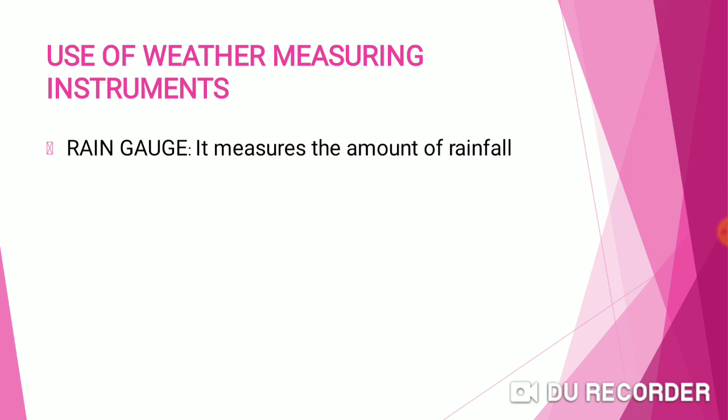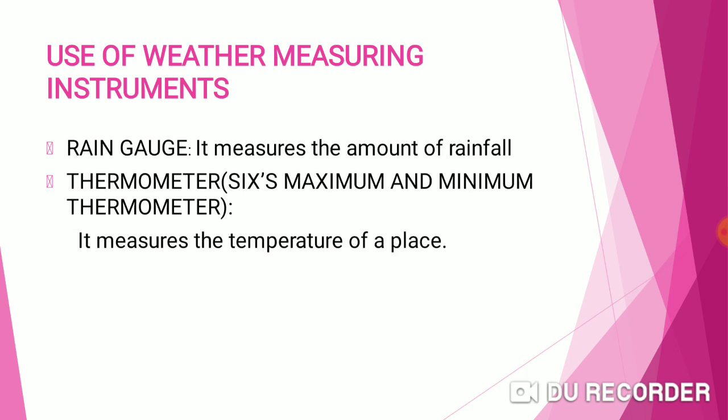Now, the second diagram is about the thermometer, or the Swiss maximum and minimum thermometer. What is its function? Good. It measures the temperature of a place. At this point, I would like to throw a little more light on why it is called a Swiss maximum and minimum thermometer. The thermometer records maximum temperature during the day and minimum temperature at night. Hence the name maximum and minimum thermometer. It is called Swiss because the invention is by a Swiss scientist.